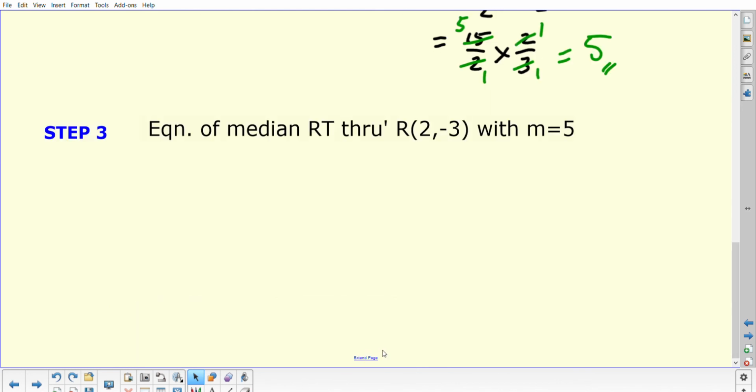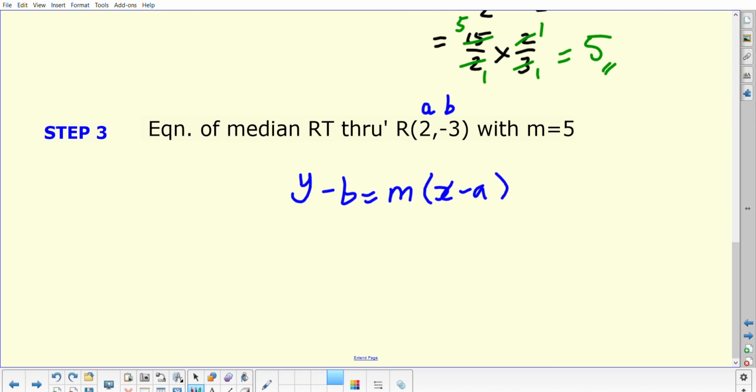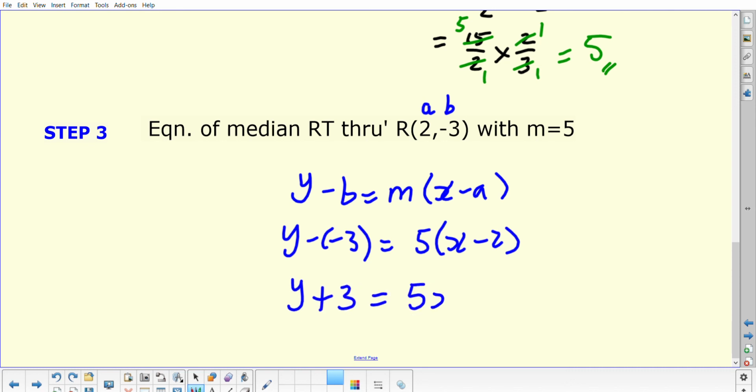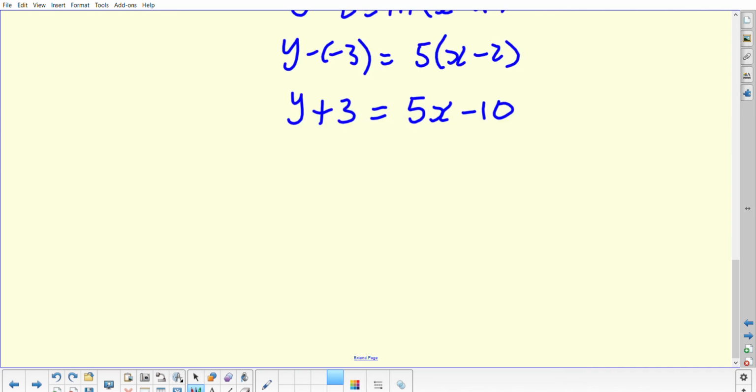So now that we've got that done, we want our equation of RT through. Write the statement, say which point you've chosen. You could use the point T. I'm going to suggest that you use the point R. That's going to be my a, b, because I'm going to be subbing in to y minus b equals m(x minus a). So I'm going to have y minus minus 3 equals 5(x minus 2). So that's going to become y plus 3 equals 5x minus 10. And again, tidying up the numbers, so we get y equals 5x minus 13.